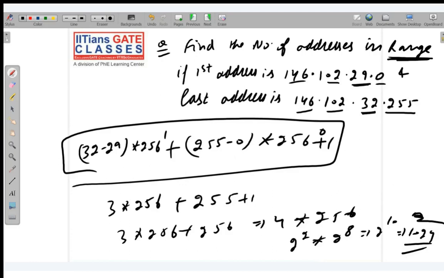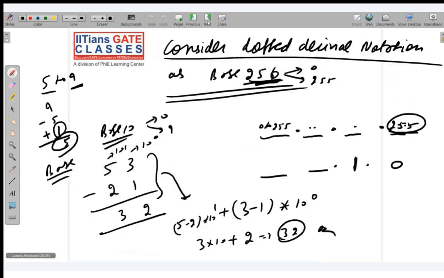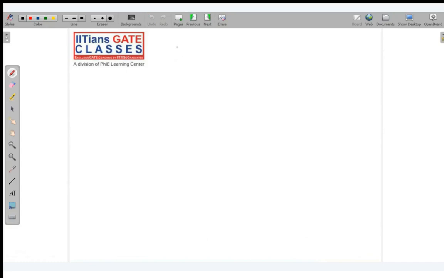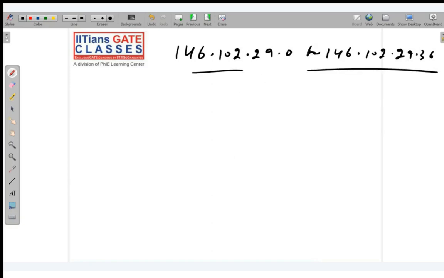I will jump to the next slide. Done, sir. Okay, just for the sake of practice: 146.102.29.0 to 146.102.29.36. Number of addresses in range? Upper bound minus lower bound plus 1. So 36 minus 0, and 29 minus 29 is 0, and 102 also, so everything is gone. 36 minus 0 plus 1 comes out to be 37 addresses.